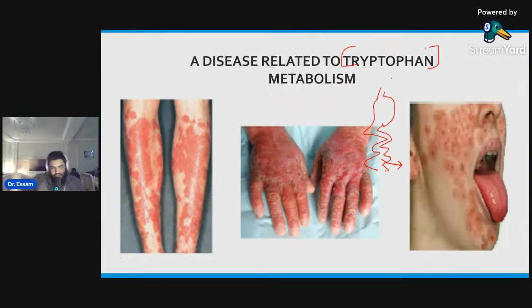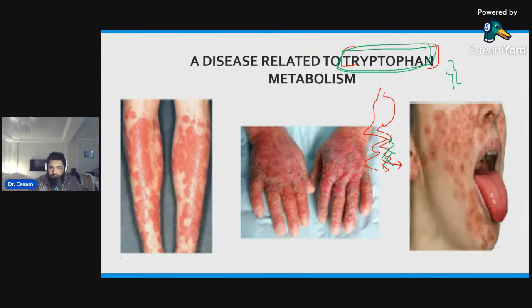Usually, the tryptophan is absorbed normally from the intestines. It will come into our blood, into our body. But there are certain transporters which are responsible for this absorption. Okay. So, if those transporters, let me just show you here, if those transporters stop working, then the tryptophan will not be absorbed. Okay. Same thing will happen in the kidney.